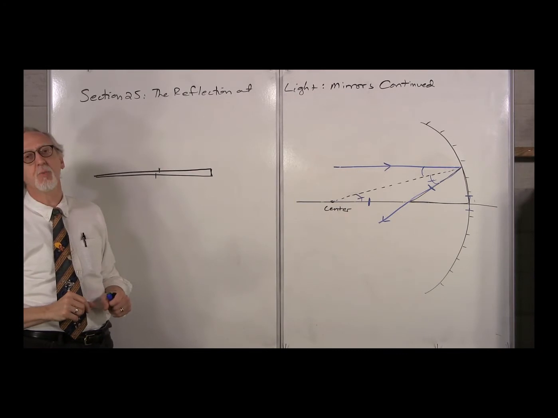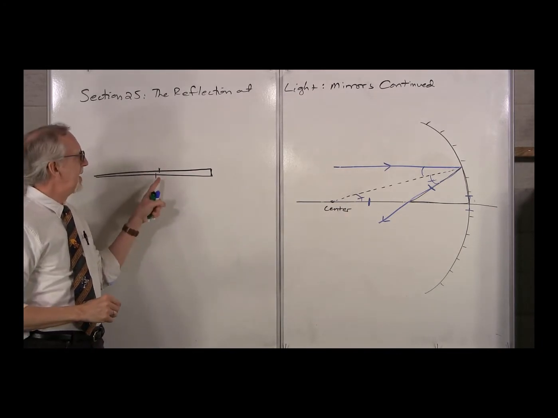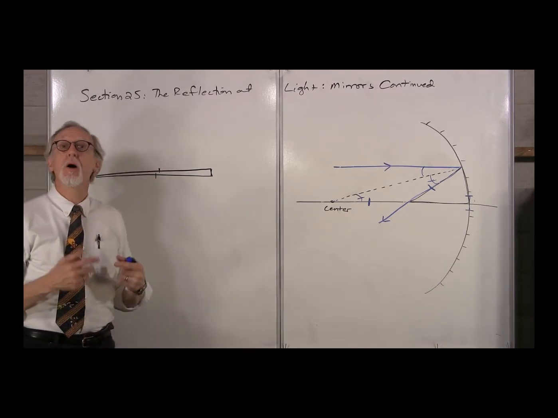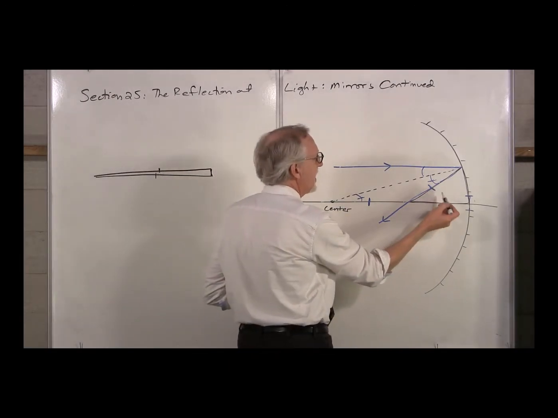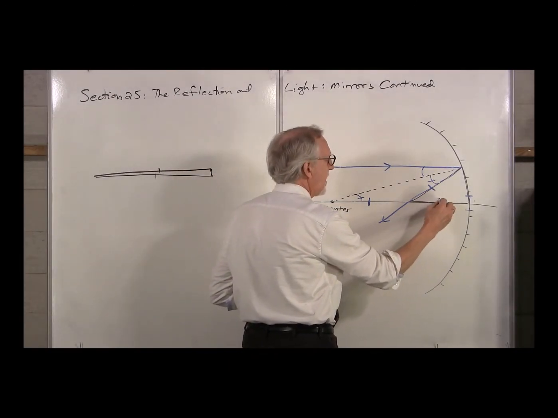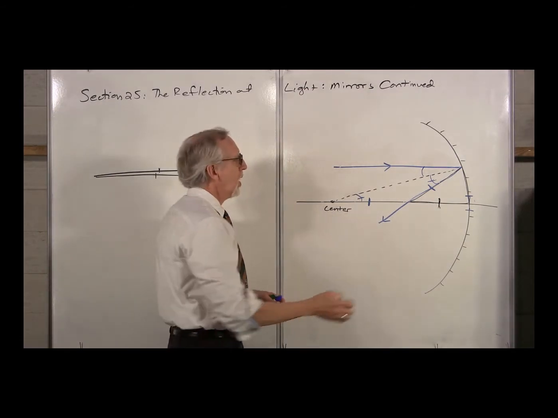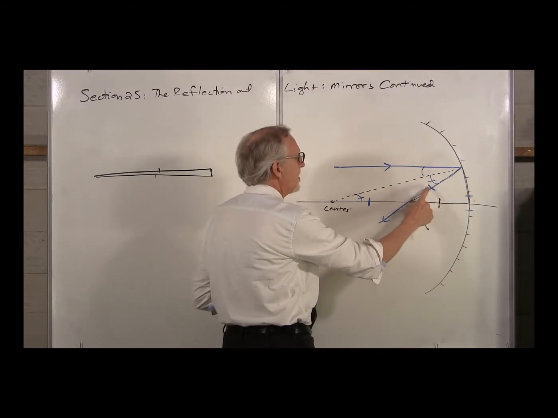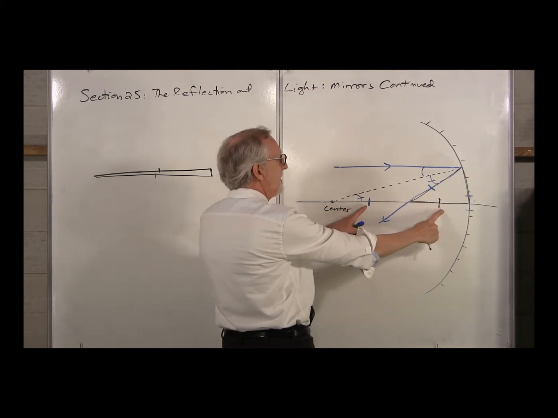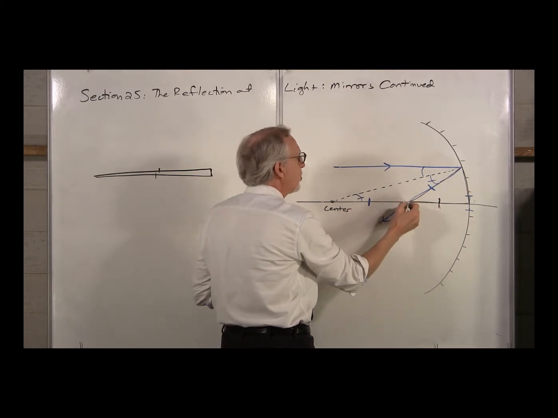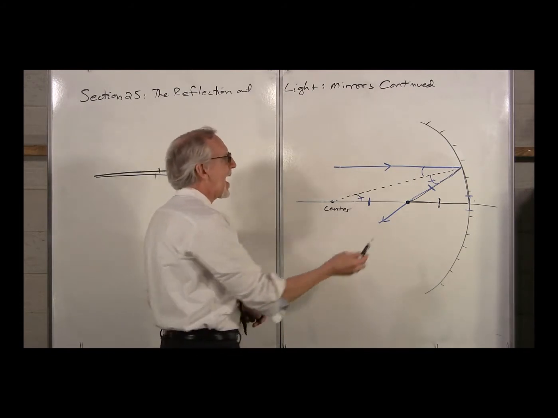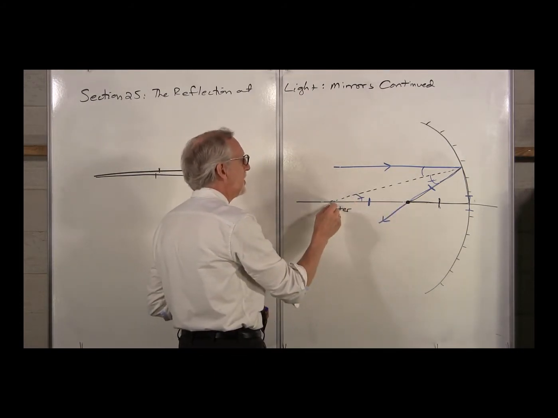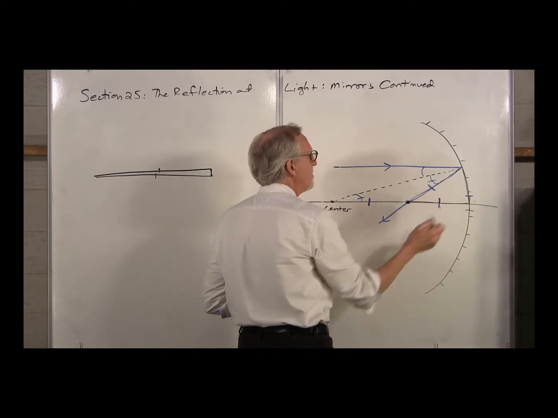That's the approximation we're going to make. We're going to make the approximation that those two are the same length. In that case, what does that mean? Then this length is the same as that length. Well, if that length is the same as that one, and that one is the same as that one, this one is the same as this one. Which means, where is that point? That point is halfway in between the center and the mirror.